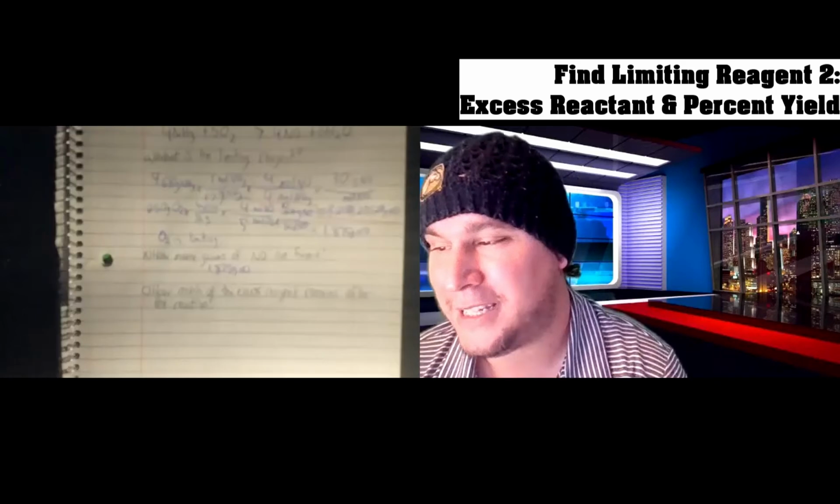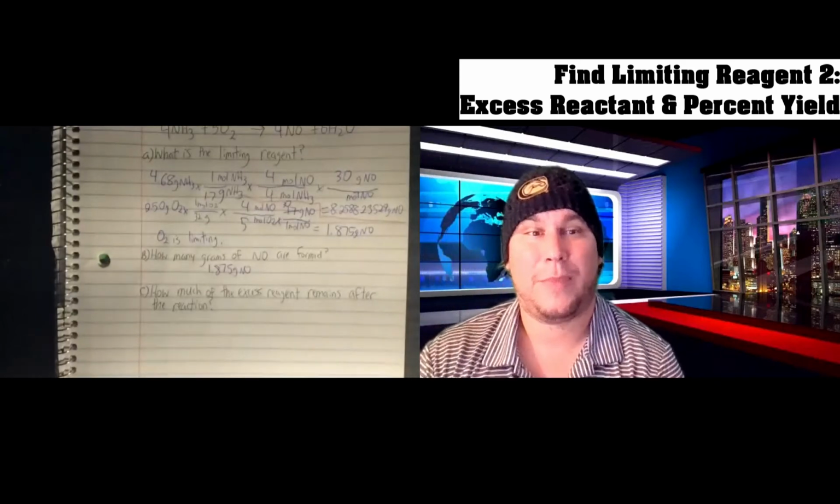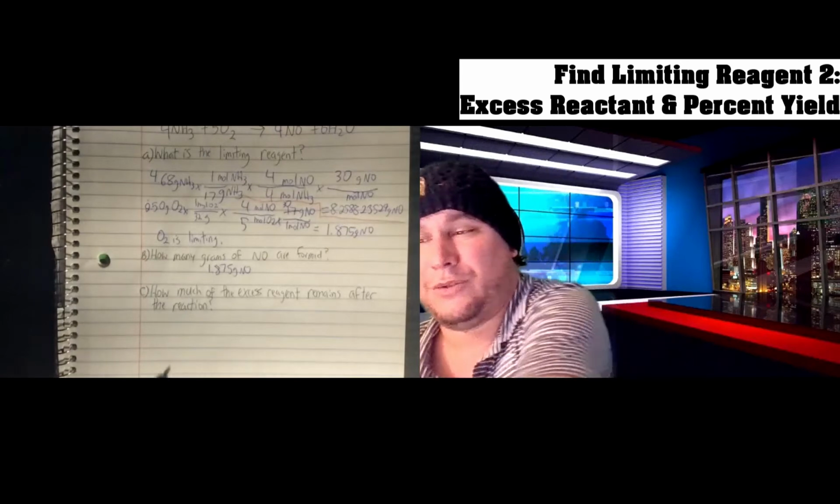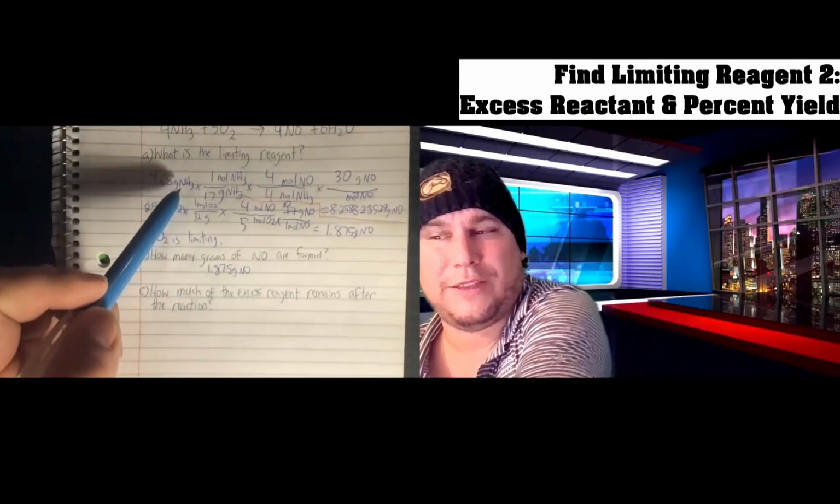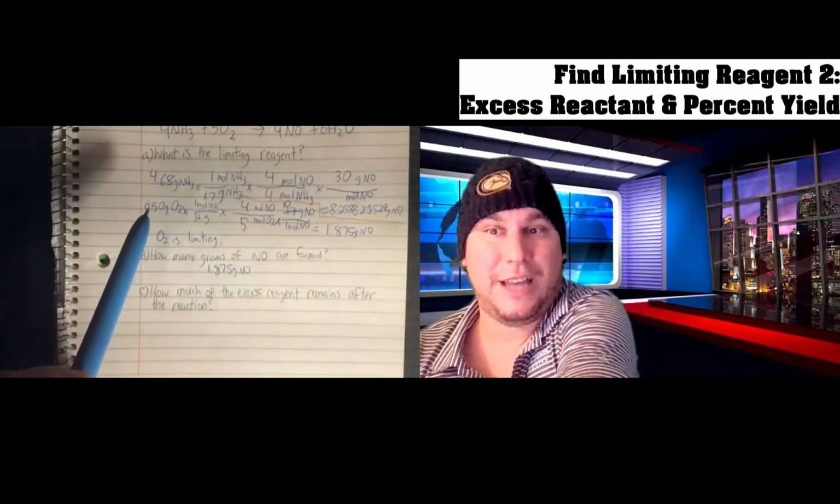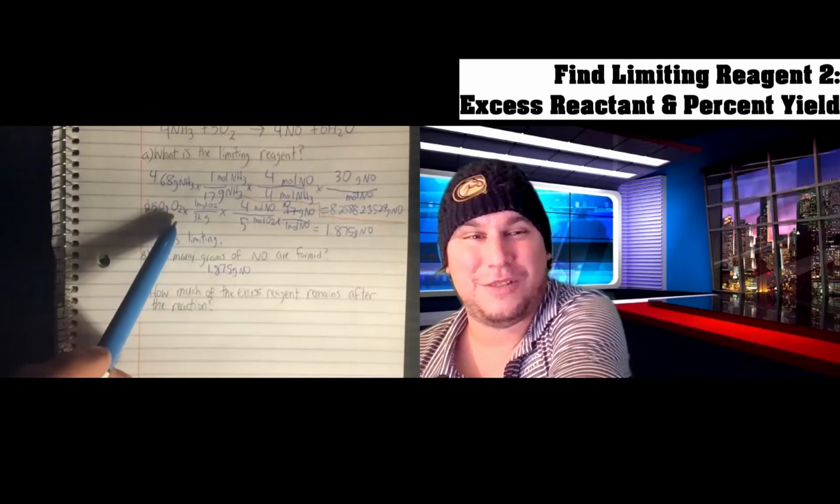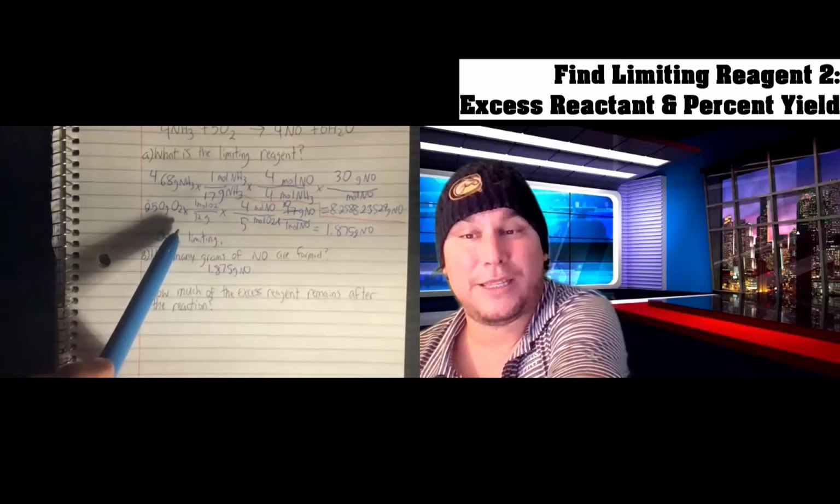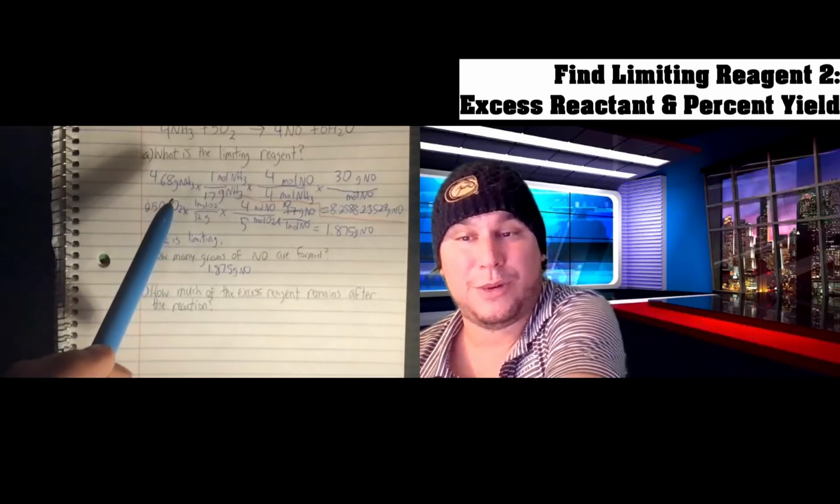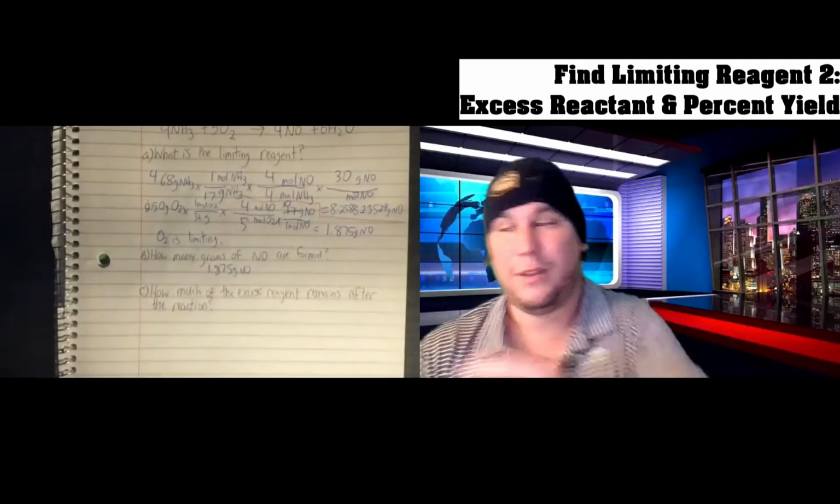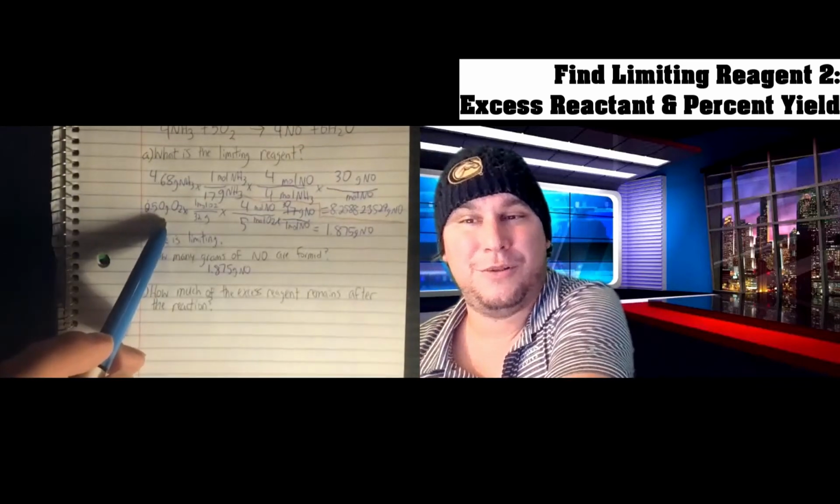Now, how much of the excess reagent remains after the reaction? So to do this, we know that only so much of this NH3, ammonia, is used. We know that that's excess. So inherently, that means that some of it was used to react with this O2, but not all of it. So now let's calculate how much NH3 was actually used. And we do that by converting this 2.50 grams O2, the limiting reagent, to grams NH3.